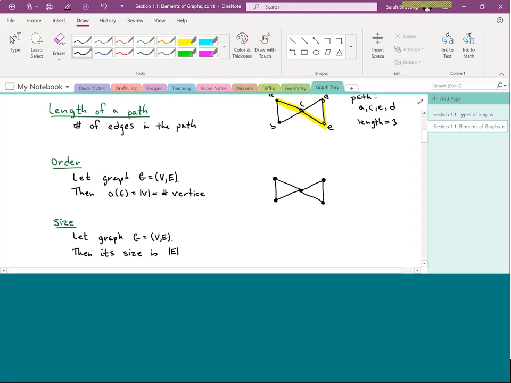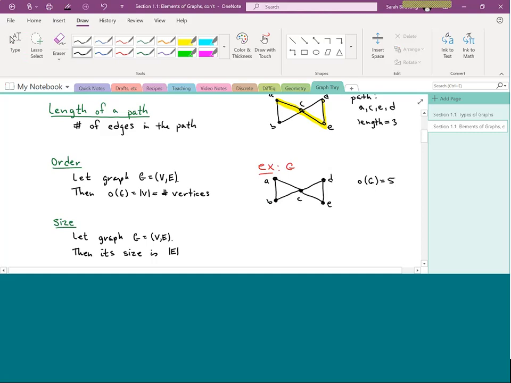So for example, if we have this little bow tie graph again, and let me go ahead and put in the names of our vertices, what would be the order of this graph? Don't overthink it. Yep. So here, if we look at the order of this graph, we just count up the number of vertices, or 5.